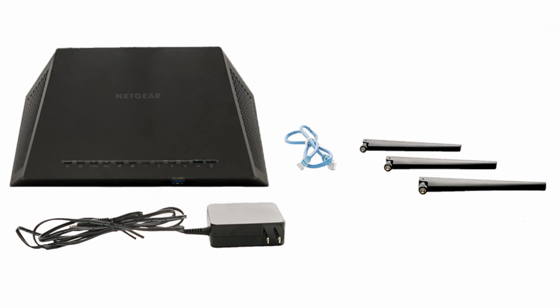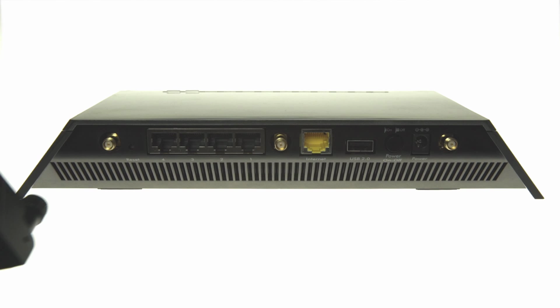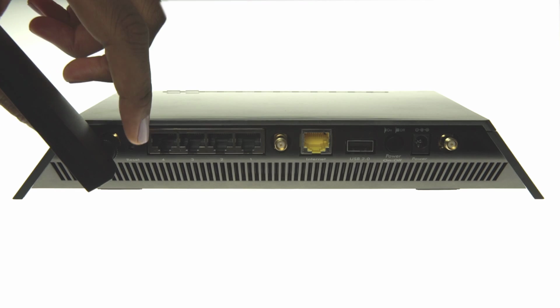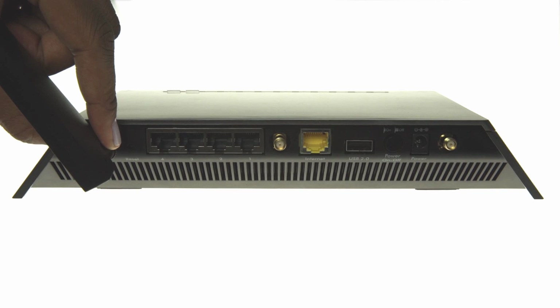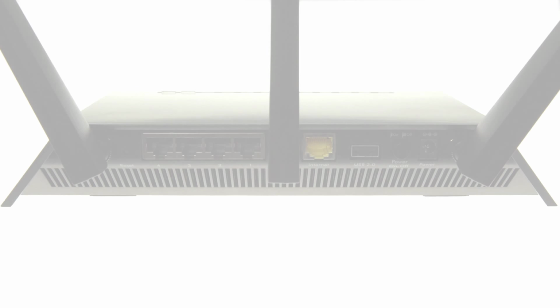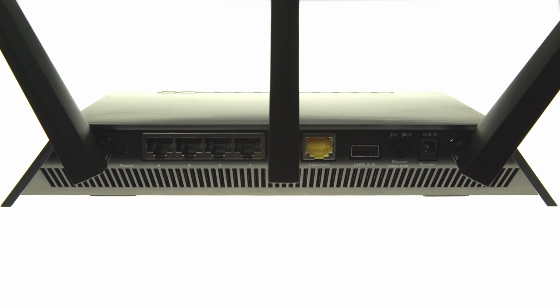Let's get started. Remove the antenna caps from the included antennas, then screw each of the antennas to the posts on the back of the router. Place the center antenna vertically and place the other two antennas at 45-degree angles.